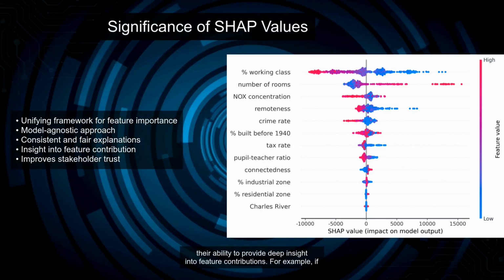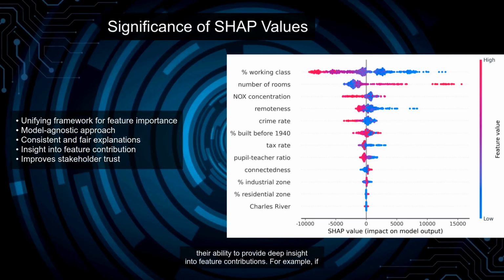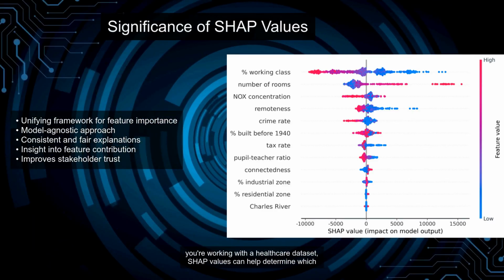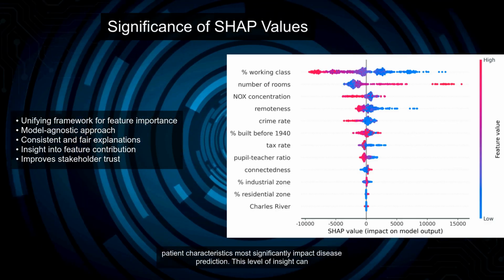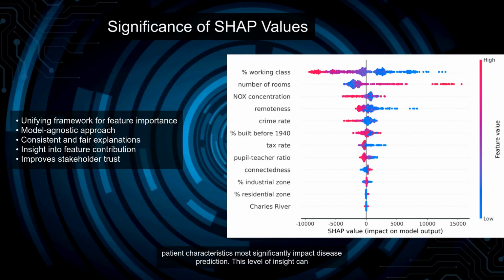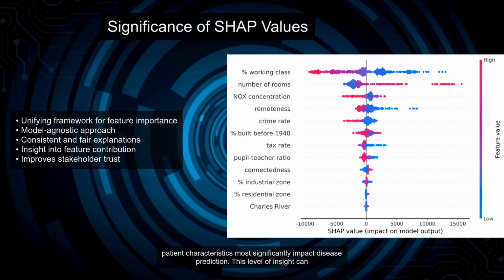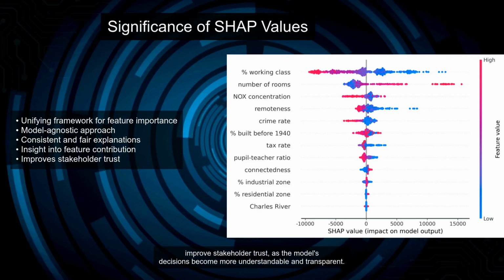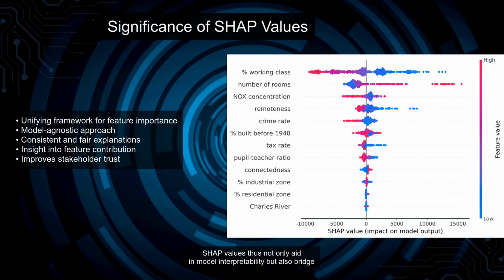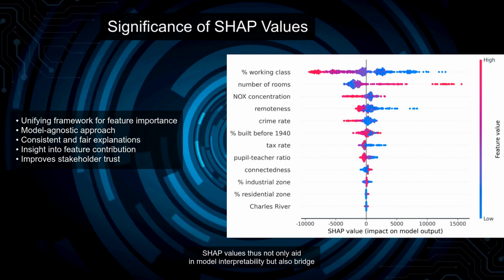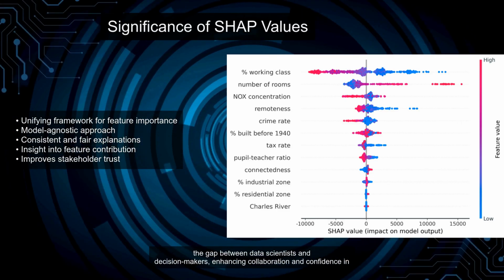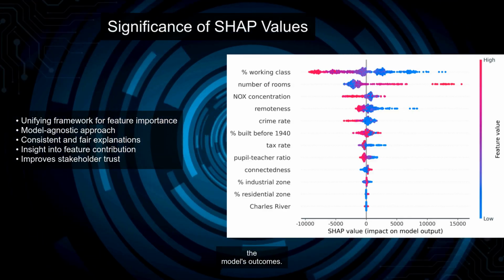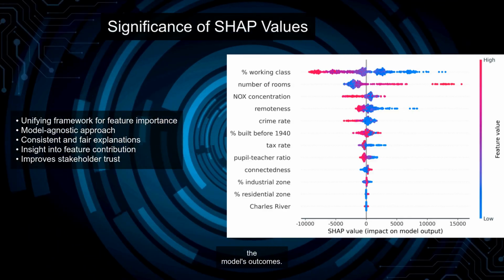Another advantage of SHAP values is their ability to provide deep insight into feature contributions. For example, if you're working with a healthcare dataset, SHAP values can help determine which patient characteristics most significantly impact disease prediction. This level of insight can improve stakeholder trust, as the model's decisions become more understandable and transparent. SHAP values thus not only aid in model interpretability but also bridge the gap between data scientists and decision makers, enhancing collaboration and confidence in the model's outcomes.